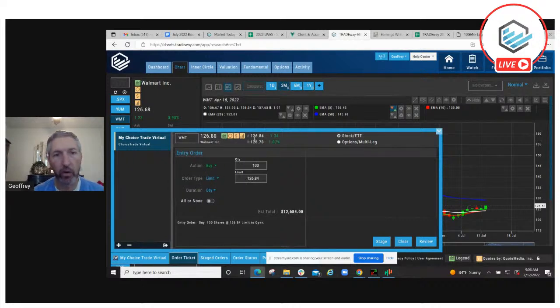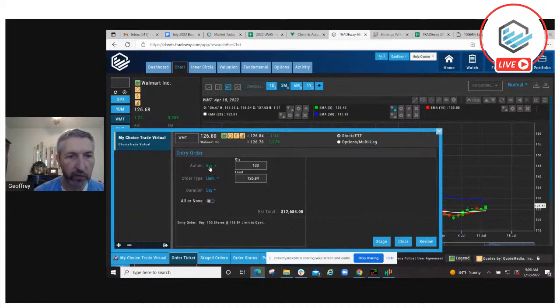Okay. Now they've got a bid of 126.78, ask of 126.84. That's kind of weird because normally for stocks you would have a bid ask spread of maybe a penny or two. So I don't know why they're showing us that big of a spread. Nonetheless, here it is. So we'll go back here. So stock ETF. That's what we're doing. We're looking right now at buying the stock.